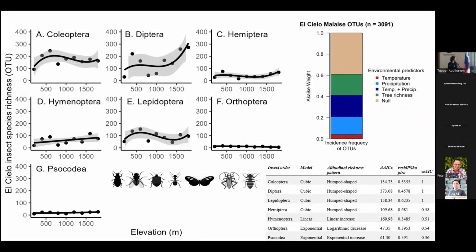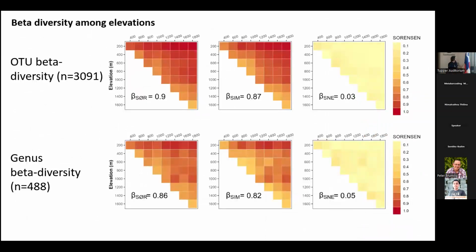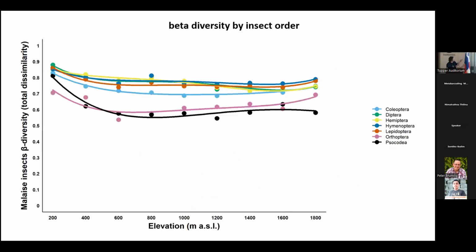And the best explanation, the environmental variables explaining the richness, were the combination of temperature and precipitation, then precipitation on its own, and also tree richness, the diversity of the vegetation. If we look at the beta diversity, it was quite high at both species and genus level. We also look at beta diversity by different insect orders. It was quite similar for most of them, but Orthoptera and Pseudopoda had the lowest beta diversity along the elevations. So these were more similar between those elevations than the other insects.